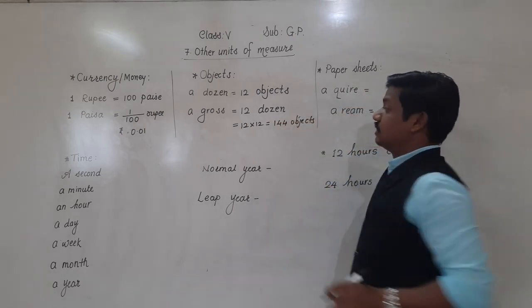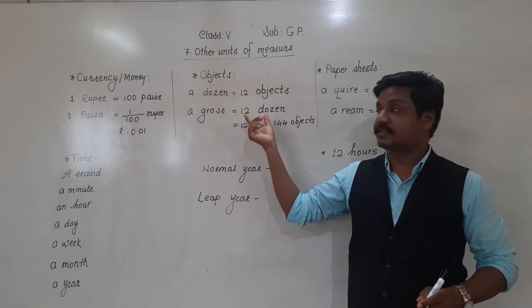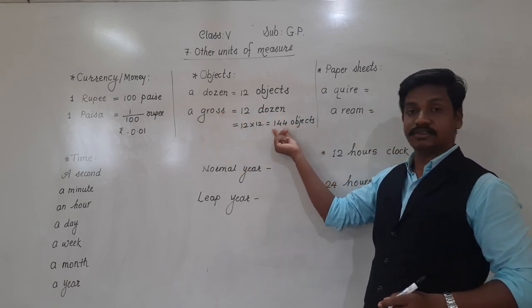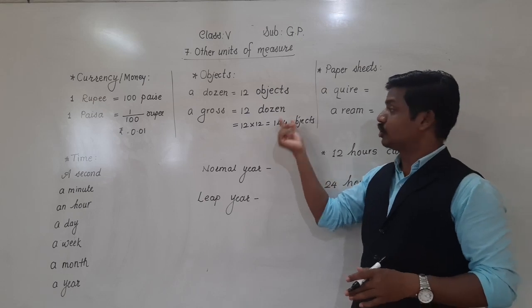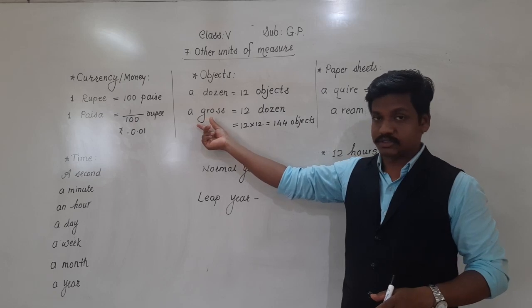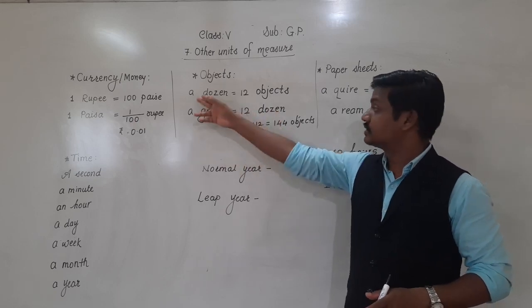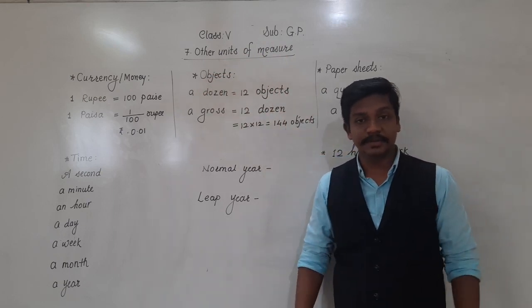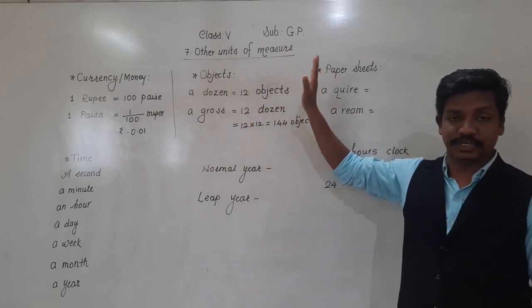A gross means 12 dozen, and if you want to count in the form of objects, how many objects? 144. 144 objects make a gross, or 12 dozen make a gross. And 1 dozen means how many objects? 12 objects make 1 dozen. This is about measuring objects.